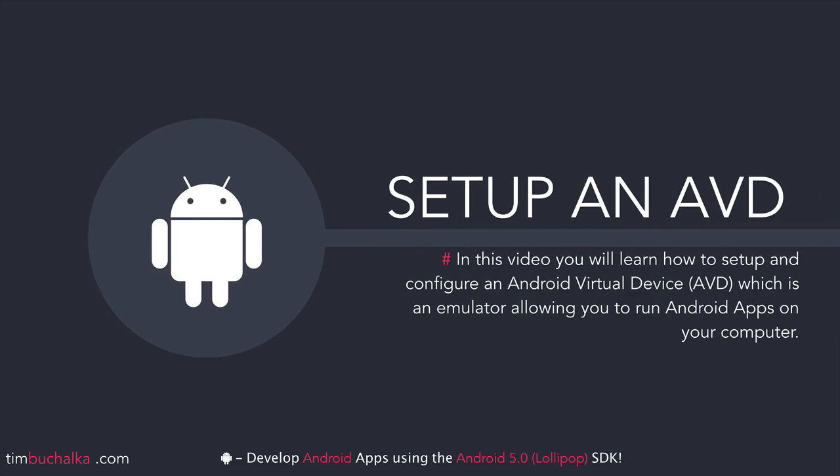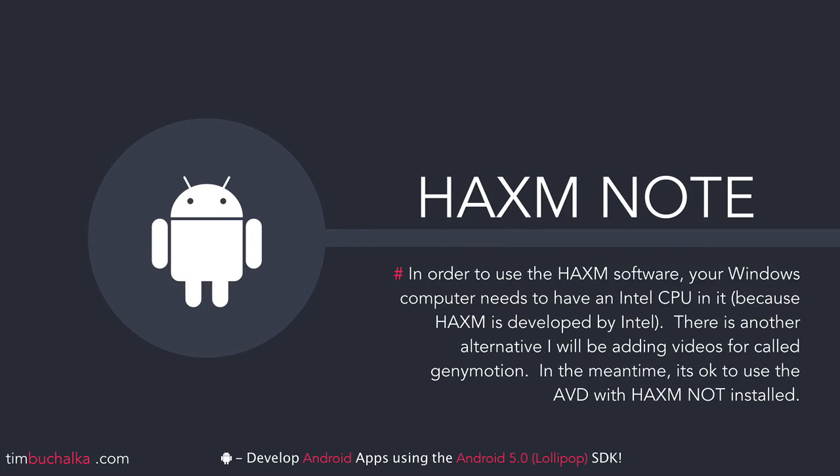In this video, we're going to go through and set up an Android virtual device, also known as an AVD, and that's an emulator which enables you to see Android apps running in a window on your Windows computer. Now, just a quick note, I'm going to be talking about some software called Haxum, which we will be installing. That only works if your Windows computer has an Intel CPU in it, because Haxum is developed by Intel.